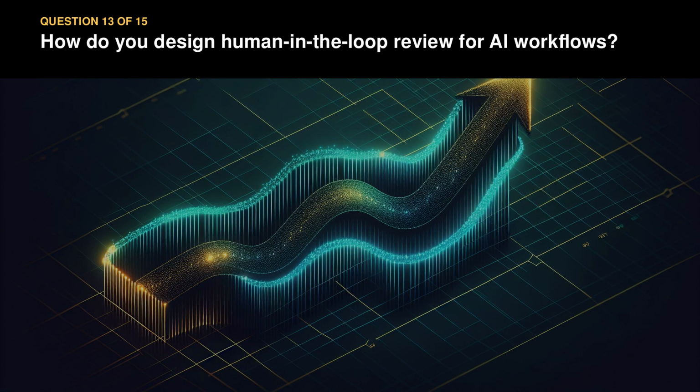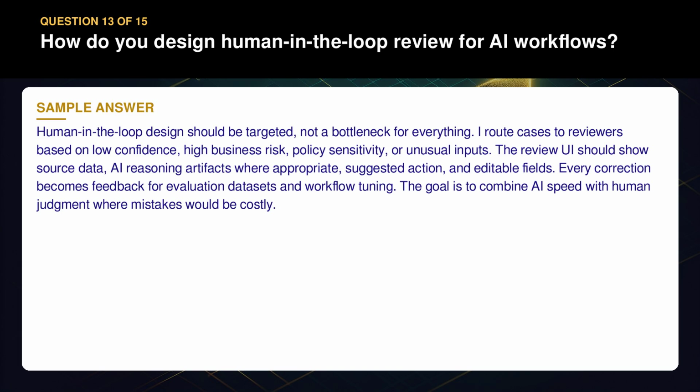Question 13. How do you design human-in-the-loop review for AI workflows? Human-in-the-loop design should be targeted, not a bottleneck for everything. I route cases to reviewers based on low confidence, high business risk, policy sensitivity, or unusual inputs. The review UI should show source data, AI reasoning artifacts where appropriate, suggested action, and editable fields. Every correction becomes feedback for evaluation datasets and workflow tuning. The goal is to combine AI speed with human judgment where mistakes would be costly.